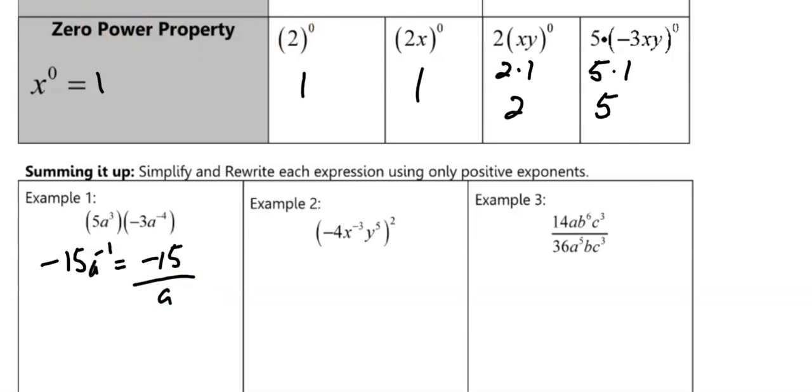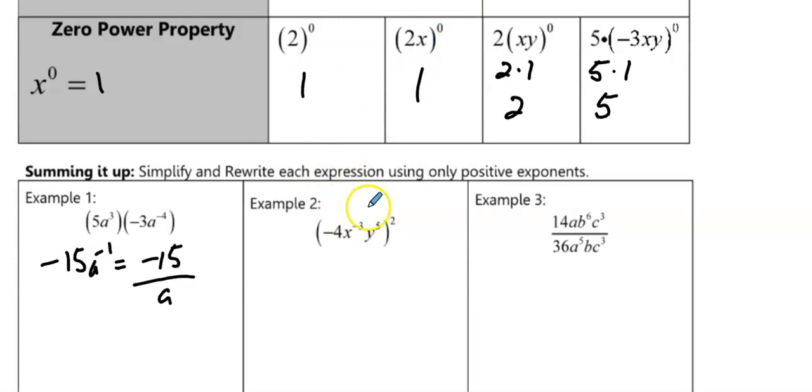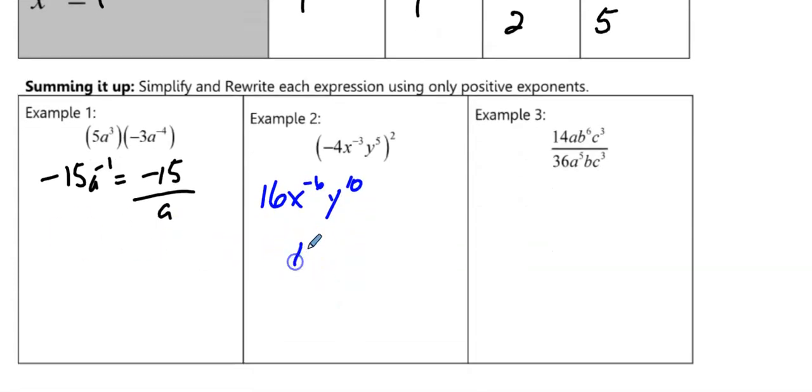Example 2. I have negative 4 squared. So 16. Negative 3 times 2, x to the negative 6. y to the 5th squared, y to the 10th. So we're going to write this positive 16 y to the 10th over x to the positive 6.